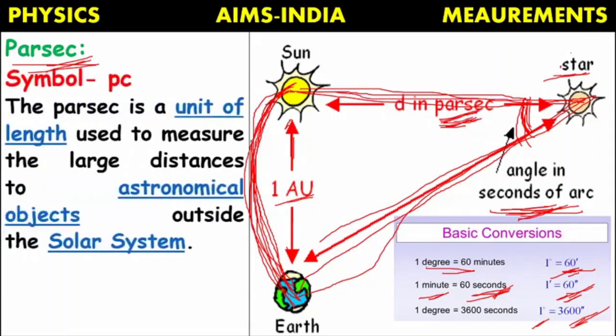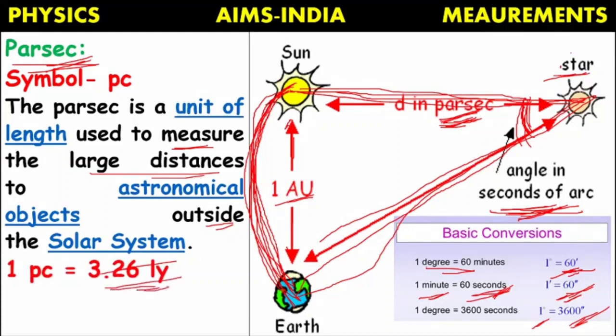Its symbol is PC. The parsec is a unit of length used to measure large distances outside the solar system. It is also used to measure astronomical objects, but objects outside the solar system can be measured with the help of parsec compared to light year. 1 parsec is 3.26 light years, which means parsec is a bigger unit than light year. Its complete name is parallactic second.